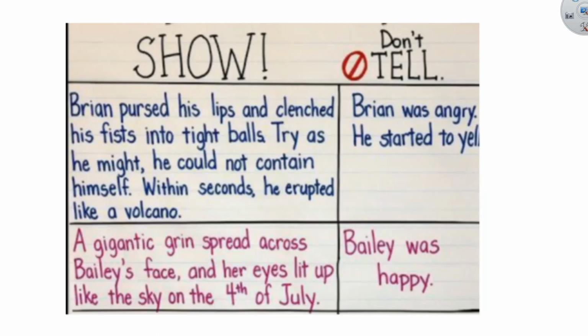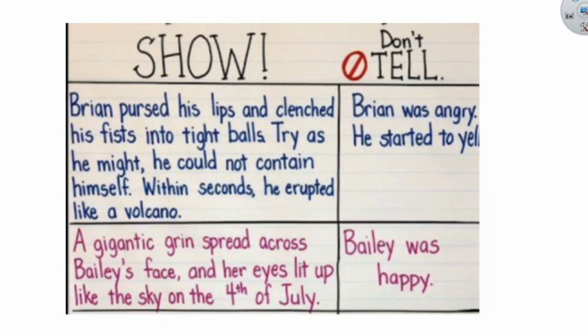I know when someone's angry, I know when I get angry, I tend to get hot. But Brian here, he's clenching his fists into tight balls. He's pursing his lips together. He's putting his lips together into a tight form. Then he started to yell. Well, how do I know that he yelled? Because he erupted like a volcano. That puts a picture in my mind that a volcano just spits out very quickly and it's very loud and vivacious. Well, that shows me that Brian was super angry and I can just hear him yelling.